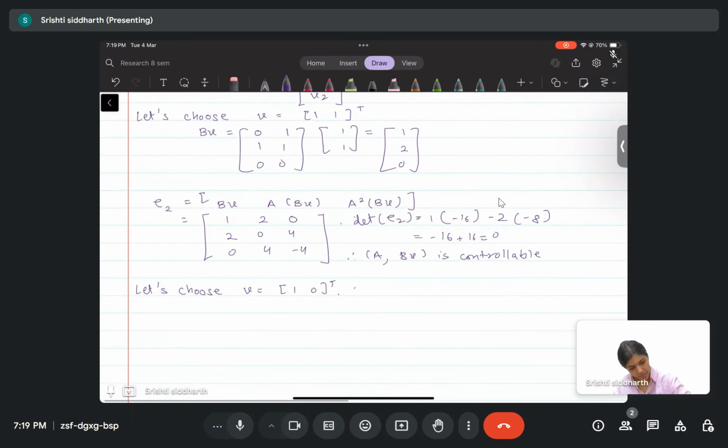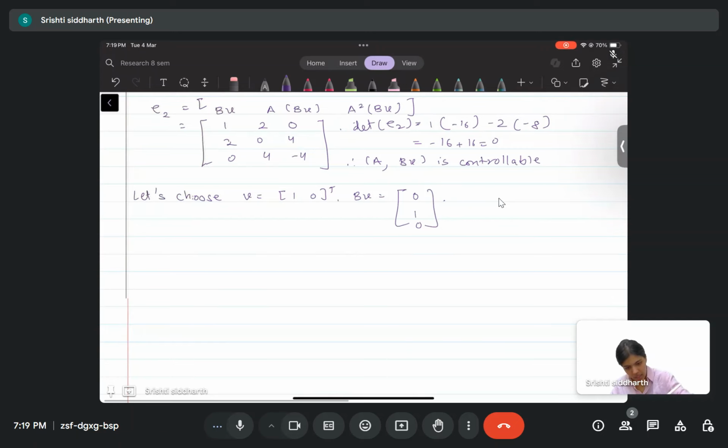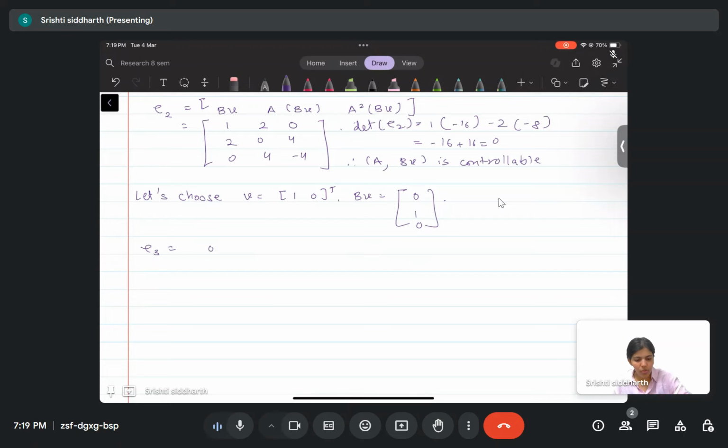The equations will be V. I'm going to write this down directly. V is 0, 1, 0. In this case, the controllability matrix is C3, which comes out to be 0, 1, 0, 1, 0, 2, 0, 2, minus 2. Let's check the determinant of C3, minus 1, minus 2. Okay, so we have found a V such that the pair A, BV is controllable.